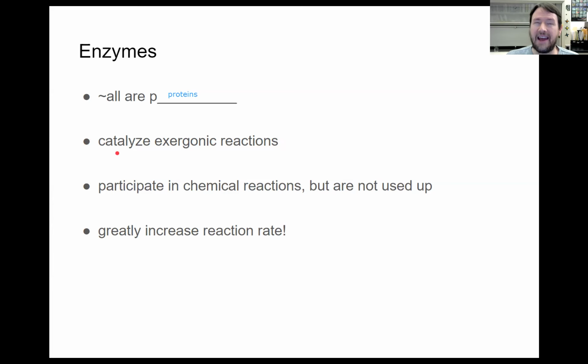And I should say the net reaction that an enzyme catalyzes has to be exergonic. There might be some endergonic steps where enzymes can couple an exergonic with an endergonic reaction to make something happen. But for the most part, the net reaction has to be exergonic. Enzymes can participate in chemical reactions, but aren't used up in them. So this is kind of the definition of a catalyst. And enzymes greatly increase the reaction rates.